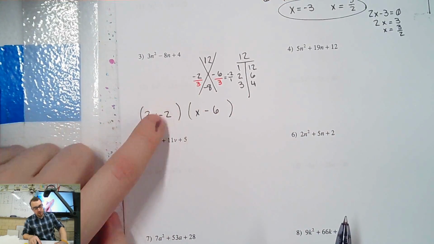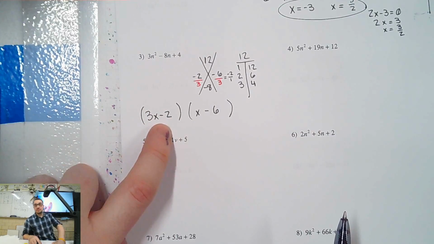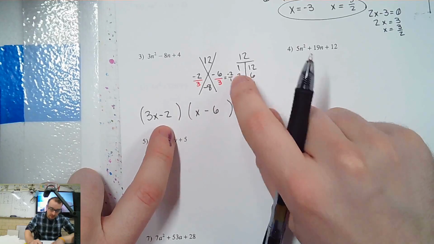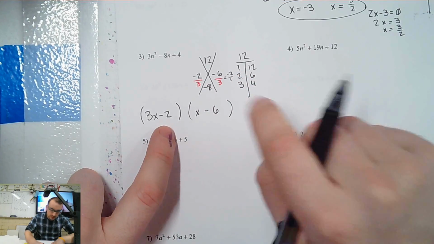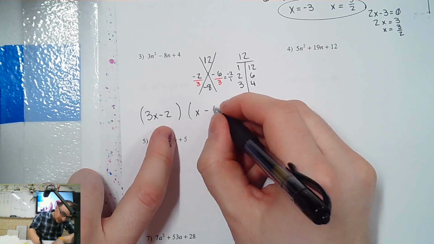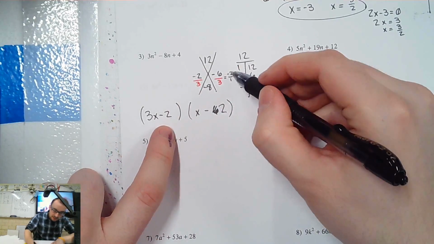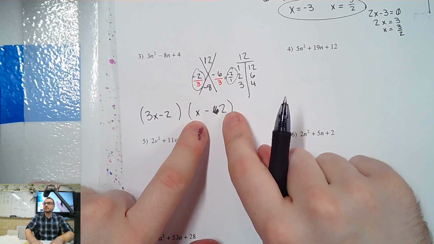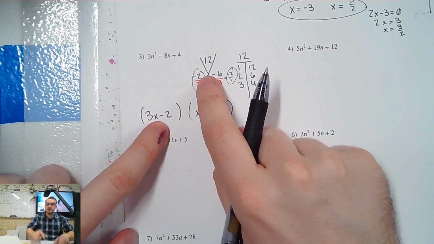Notice that 3 goes with the X, so negative 2 goes on this side, right? 3 and negative 2, 1 and negative 2. Oops, sorry, I did minus 6, my bad. Those are the guys I want. 1x minus 2. 3x minus 2.